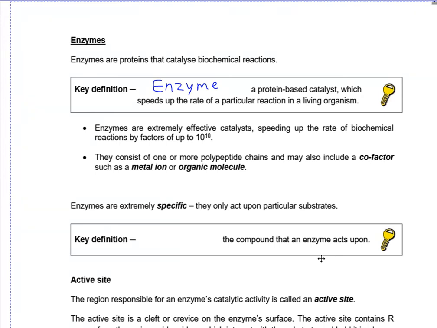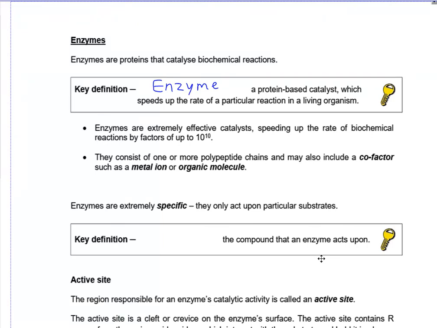This video is about enzymes. Enzymes are catalysts, which we've talked about in year 12 when we did rates of reaction. Catalysts speed up the rate of a reaction by reducing the activation energy. Enzymes are amazing catalysts. They can speed up reactions by as much as 10 to the 10-fold. They consist of one or more polypeptide chains and may also include a cofactor, which is usually a metal ion or a small organic molecule.